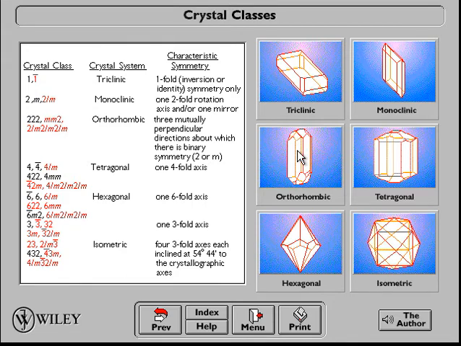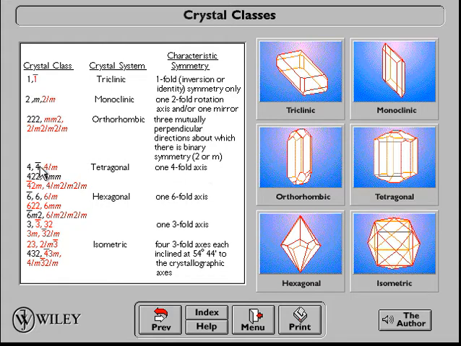Now we are going to the tetragonal system, this nice one here. In tetragonal, we have the crystal classes 4, 4 over m, and so on. And as characteristic symmetry, we have one 4-fold axis.